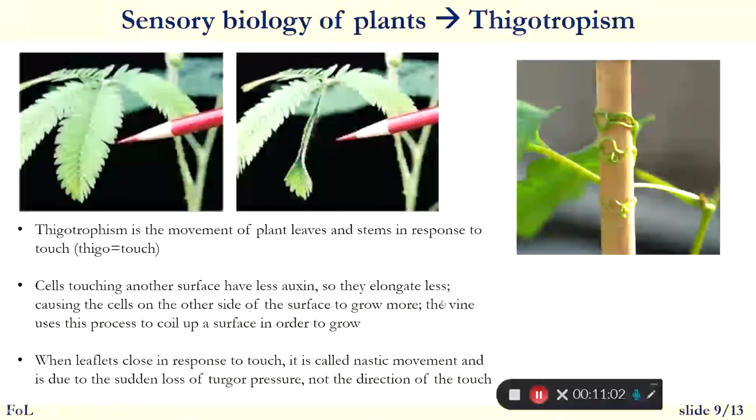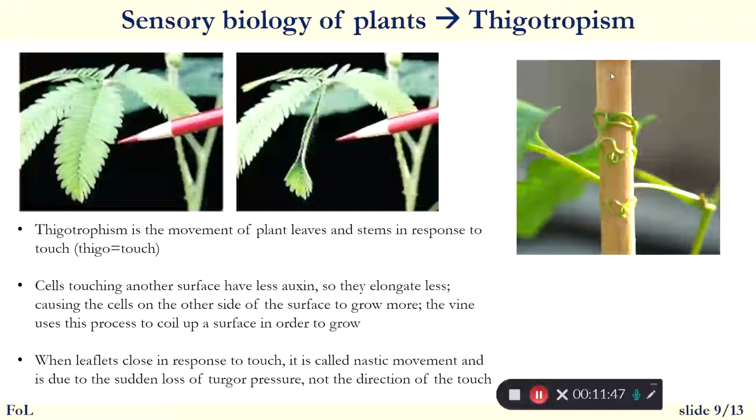So the plant cells touching each other, touching any other surface, have less auxin than the plant cells that aren't in direct contact with another surface. So if we look at this stem that this vine is growing up, those cells that are touching the plant have less auxin. They're growing less than the ones that are away from the stem here. And that's going to cause this growth towards it, and it causes a spiral up that you see is characteristic of vines.